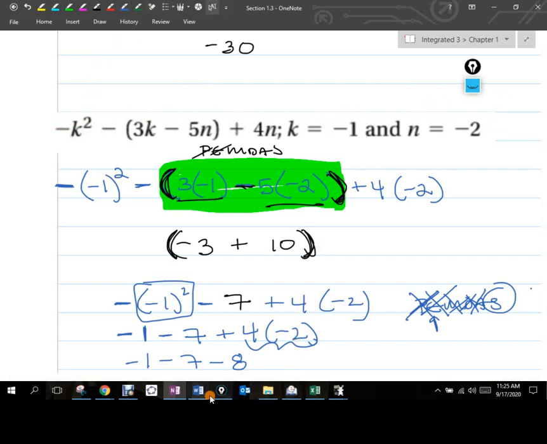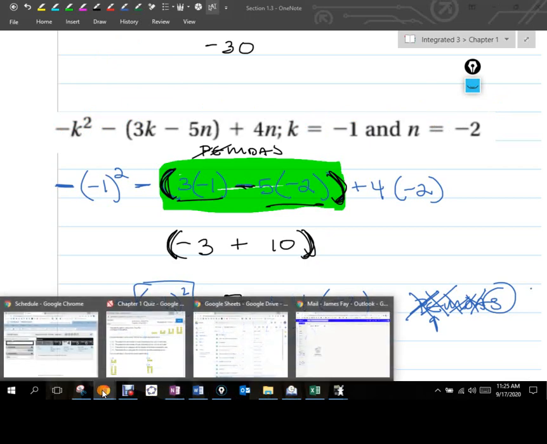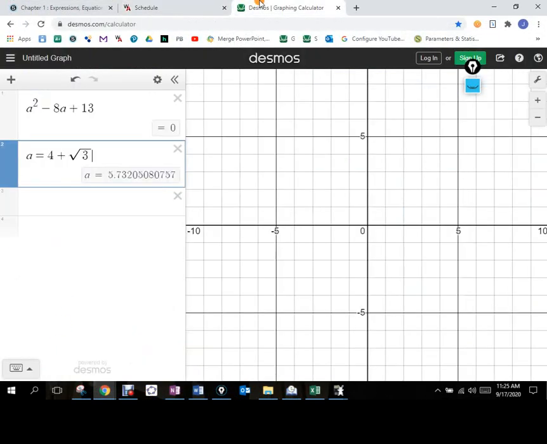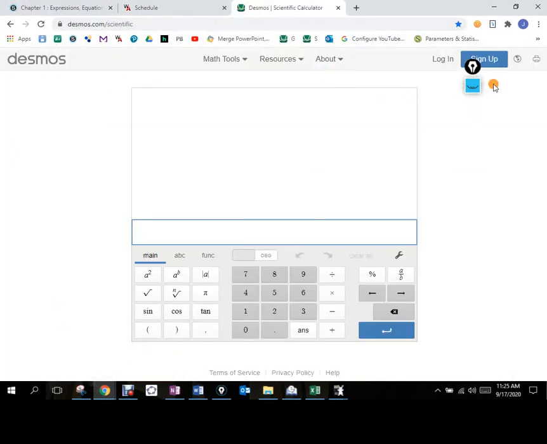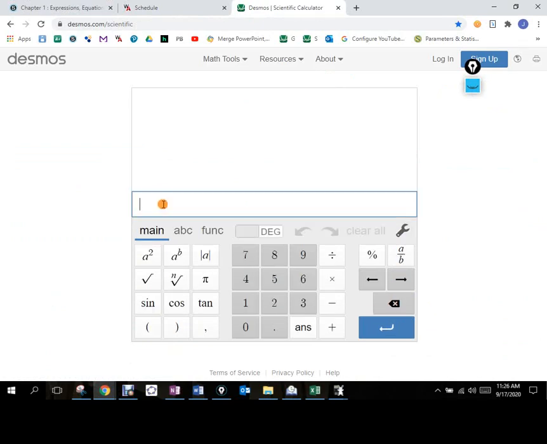If you guys go to Desmos, you can get your computers out if you want, but we're not going to spend a lot of time on it. I'll just show you how to do it, and then you can use this on your own. My suggestion: I would use this to check all my homework, okay?